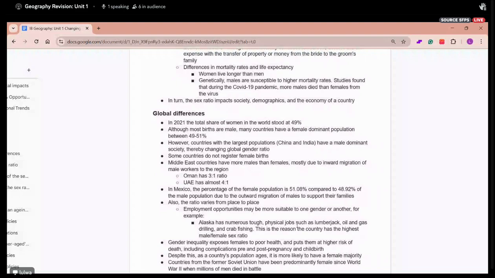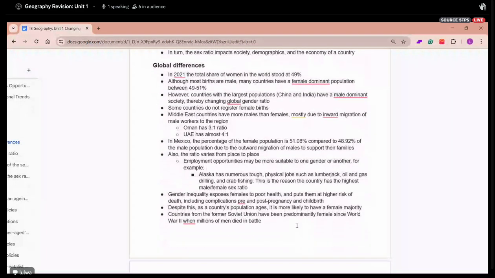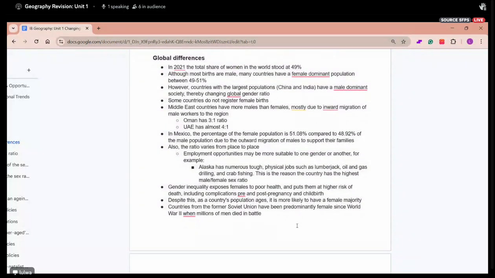For example, Oman has a 3-to-1 ratio, whereas the UAE has almost a 4-to-1 ratio due to lots of young men migrating to the UAE for improved working conditions. In Mexico, the percentage of men to women is 51 to around 49. And also the ratio varies from place to place.